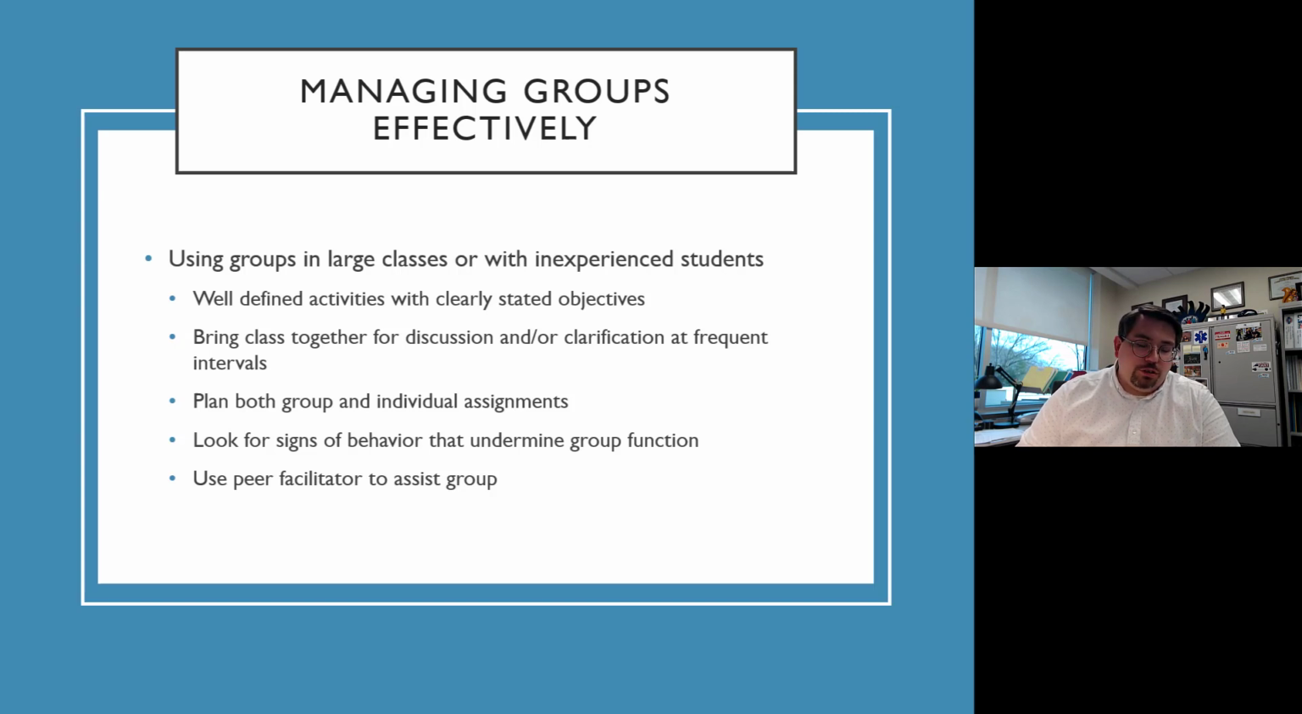The third thing is plan both group and individual assignments, because there's always going to be somebody who doesn't want to do the group work, or you're going to find people taking on more of the group work than they should, and they're excluding others. Have a plan for a little bit of both. Also, look for signs of behavior that undermine the group function, right? People on their phone, people just doing it for a social event.